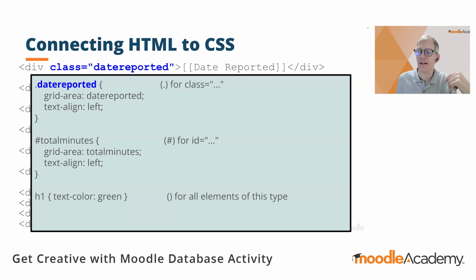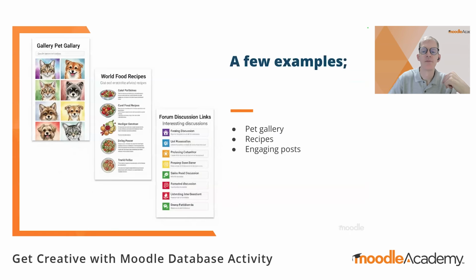All right. Let me show you a few examples, some visuals of a few example databases that you can make once you get more confident with CSS. So I've got 3 examples: a pet gallery, some recipes, and some engaging posts. These are just going to be graphics to look at to get ideas from.